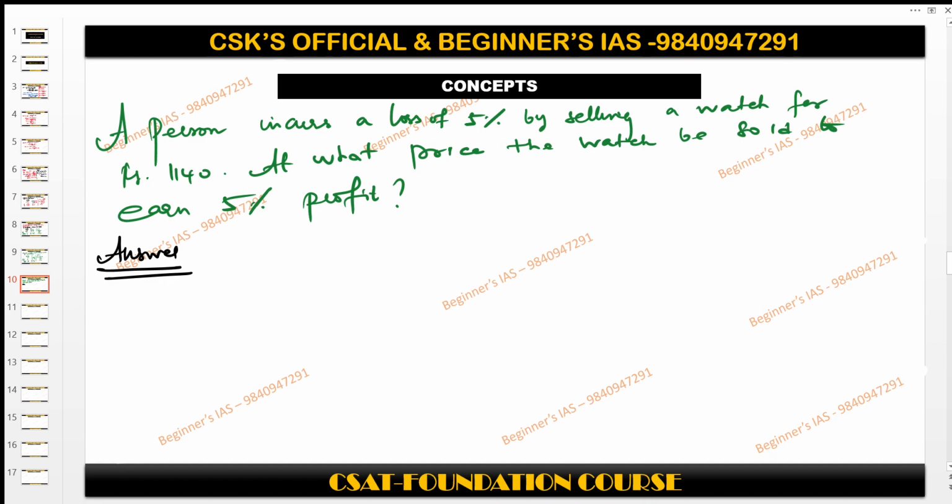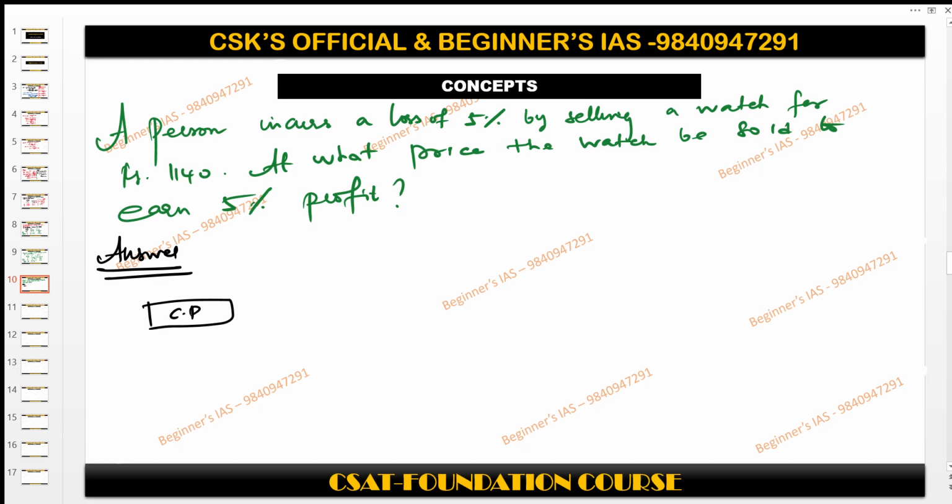Sir, 1260. Wrong. So 300 or 1200? 1200. 1200 means correct. 1260 is correct. So now listen. I don't know the cost price of this one.